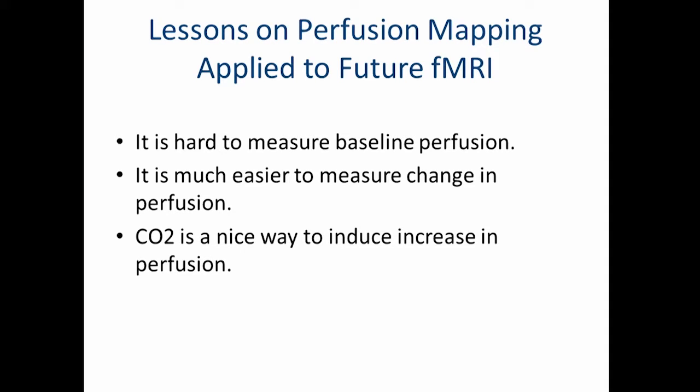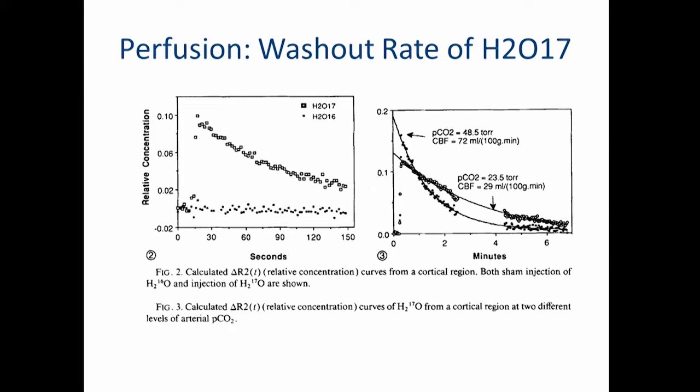And then, as again everybody has talked about, CO2 hypercapnia is a very nice way to change flow. And this is a quick picture. On the right is the use of CO2. I changed the PCO2 from 23.5 torr to 48.5 torr. And you could see the perfusion change, which is just the slope of the decay rate, the washout rate of the H2O17. It is this washout rate that gives us the perfusion of the brain.